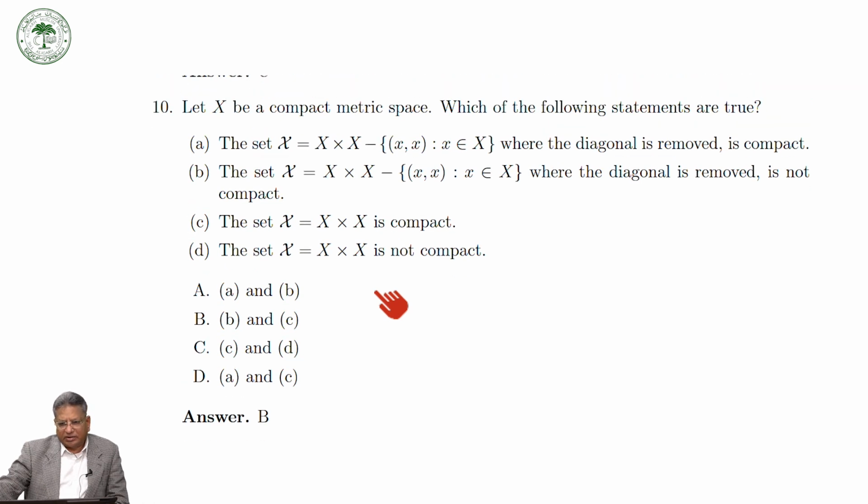Okay, so finally take the last MCQ. Let X be a compact metric space. Which of the following statements are true? So X, you take the diagonal element and remove it. Is it compact? It is not compact, as we have seen. Removing the diagonal is not compact. Yes, this is correct, so B is correct. Then the whole space is compact.